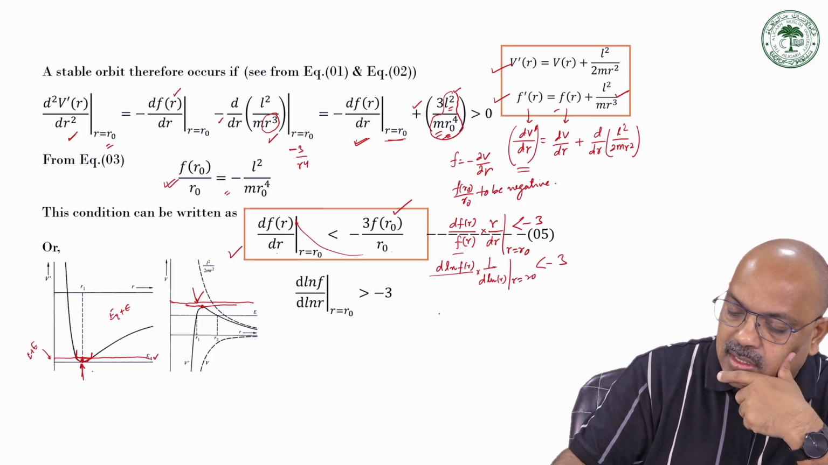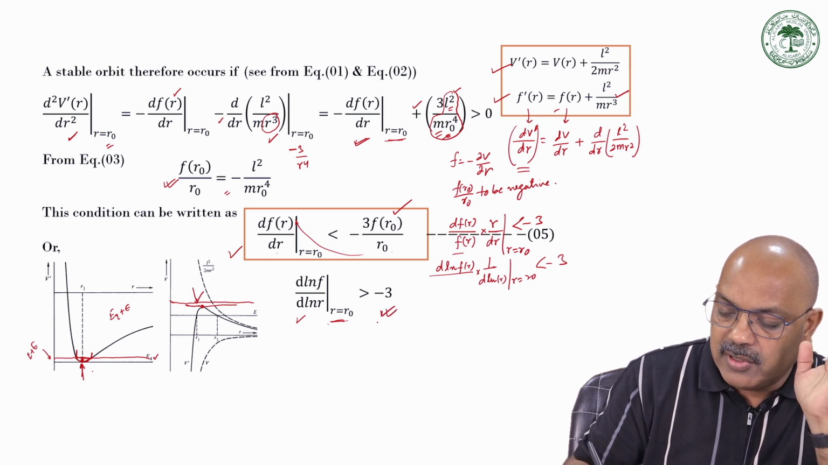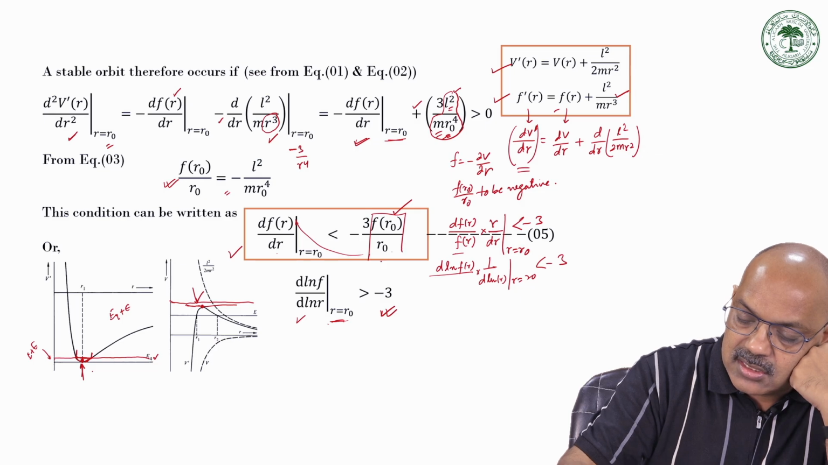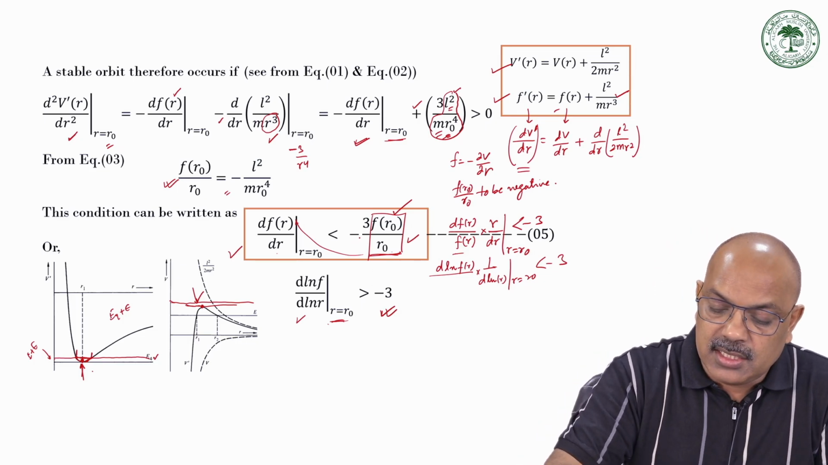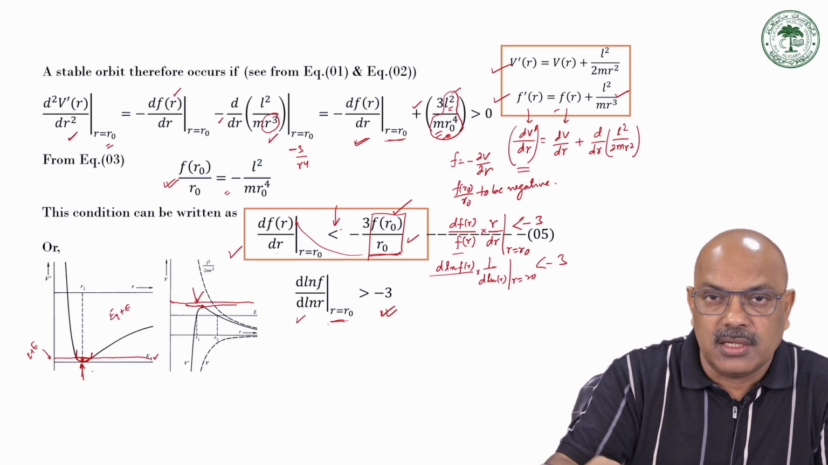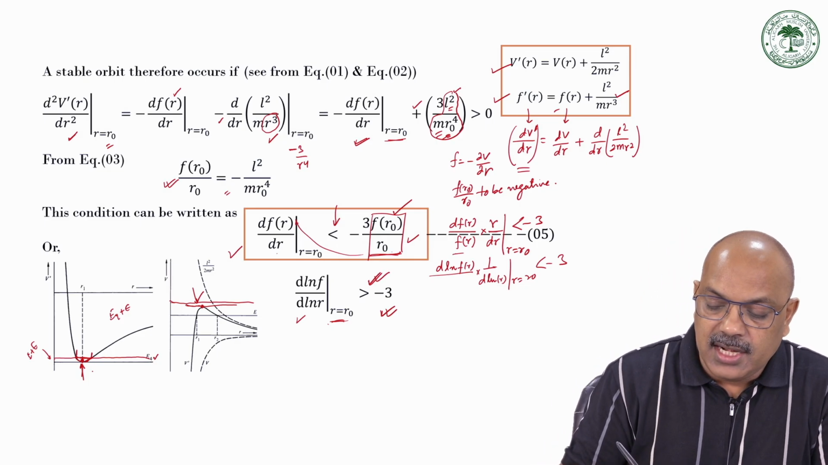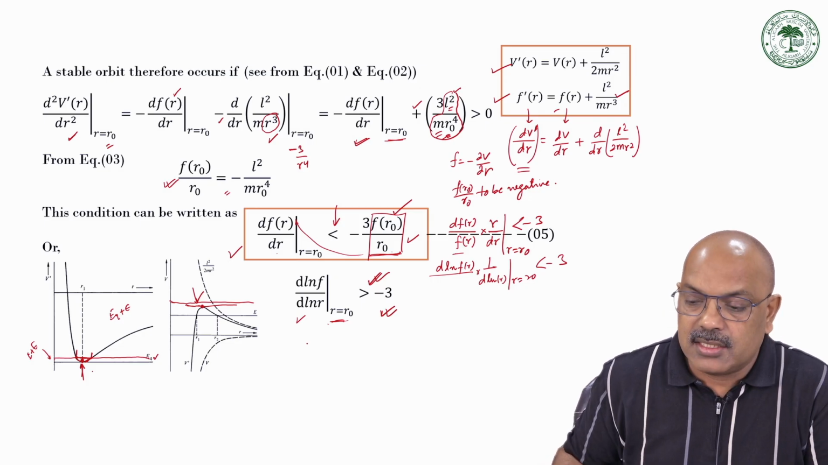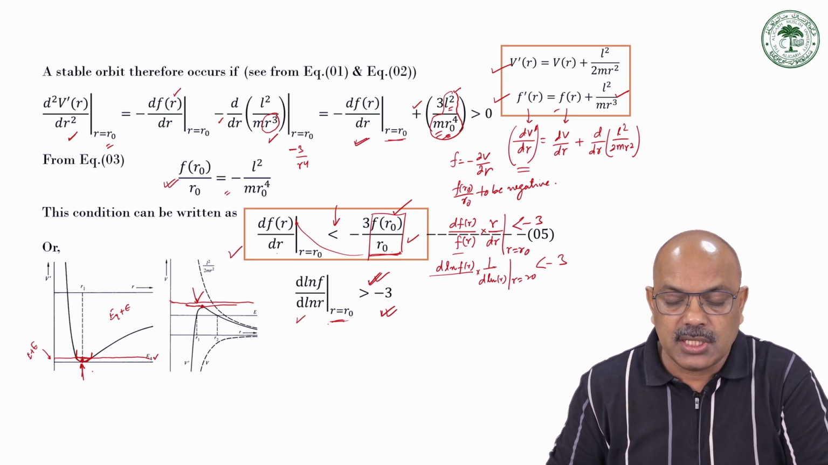Okay, so if you see d log f by d log r at r naught, it is going to be greater than -3. We have considered that if f(r naught) is negative, this becomes positive, so that's why the less than becomes a greater than. So the condition is that from here, now I'm going to find it for some potential, the inverse scalar potential.